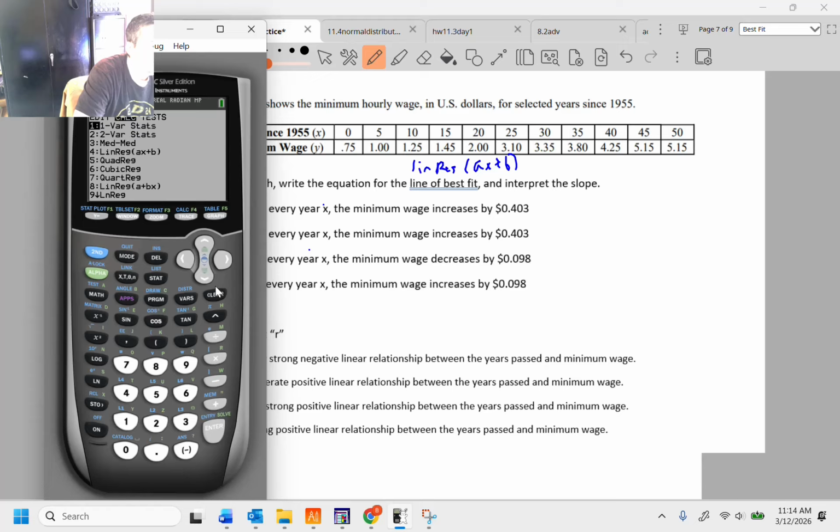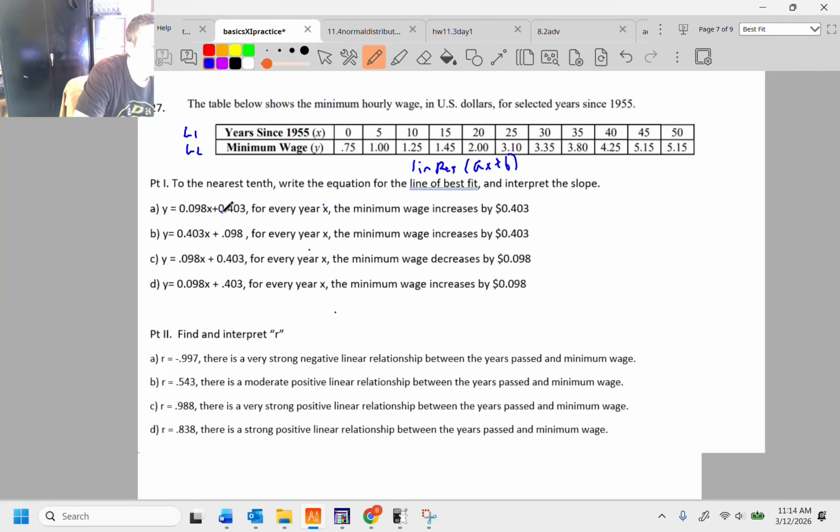Stat, calc, 4. Enter. 0.098 and 0.402. 0.098, 0.402. That's the one that's closest. It's one of these two, right? Actually, one of these 3. One of those 3 is the right answer.